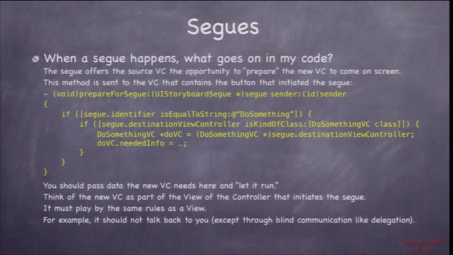One interesting property is identifier. That's that string we typed in Xcode, "do something." Remember that? So when you get this prepareForSegue, the first thing you're going to do is look at the identifier of the segue to see which segue we're talking about. Now, why do we even need to do that? The answer is we can have multiple things segue.